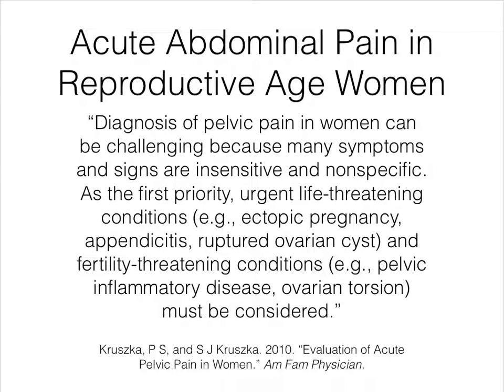In this instructional video, we're going to concentrate on acute abdominal pain in reproductive age women. This is often a very difficult diagnosis to make, as the signs and symptoms are often insensitive and nonspecific. Since this scenario can be life-threatening, we need to evaluate conditions like ectopic pregnancy, appendicitis, and ruptured ovarian cyst. We also have to consider fertility-threatening conditions like pelvic inflammatory disease and ovarian torsion.